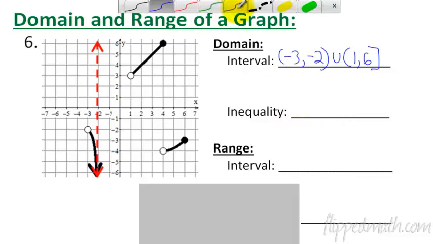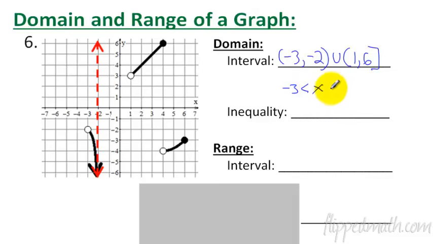All right, now how do we do inequality? We're going to have 2 statements. We'll say -3 is less than x, which is less than -2. And we also have 1 less than x, which is less than or equal to 6. So once you have the interval notation, you just kind of step by step write out the inequality notation.